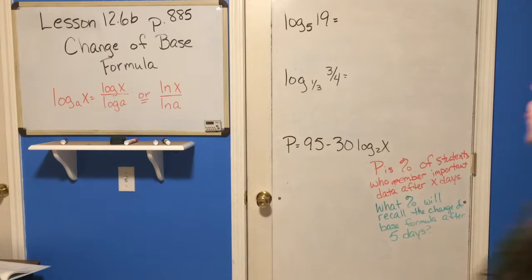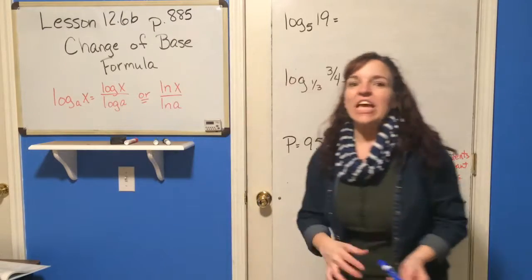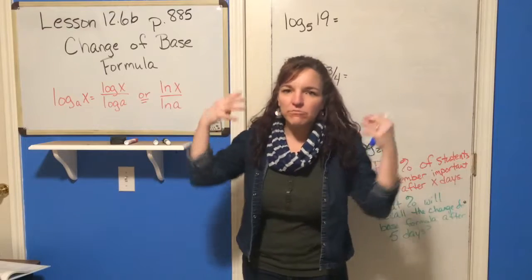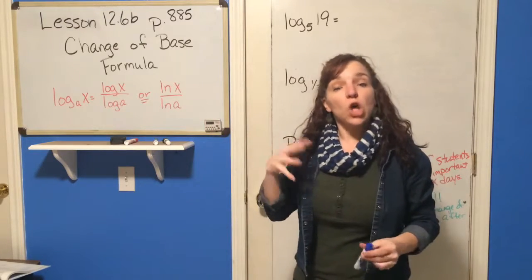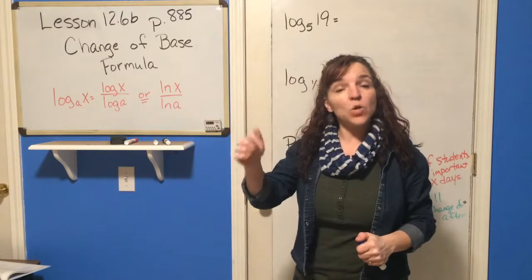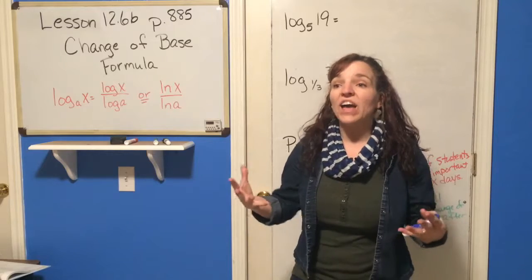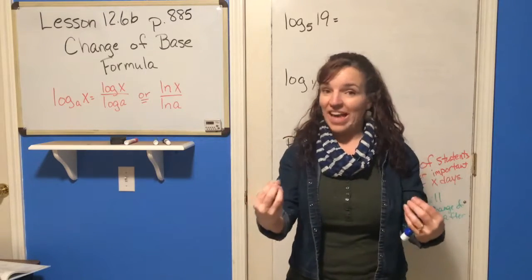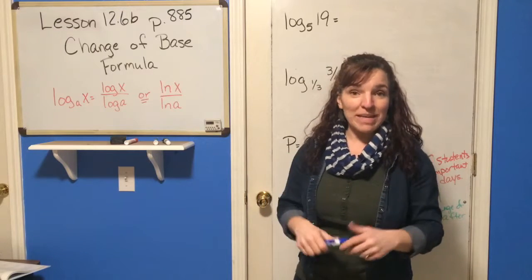The second half of section 12.6 is on the change of base formula. Now here's the deal. We've been just leaving things as log base whatever, or we've figured the log in your calculator if it's base 10 or if it's base e. What happens though if you have a log and you want to know what the exact value of that is, but it's not in base 10?